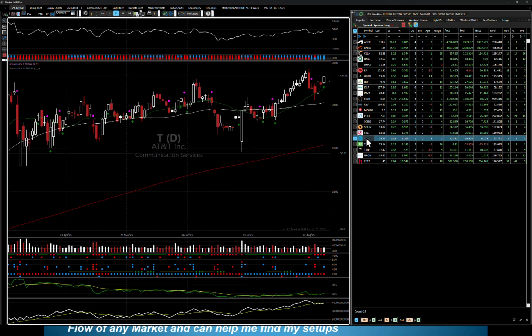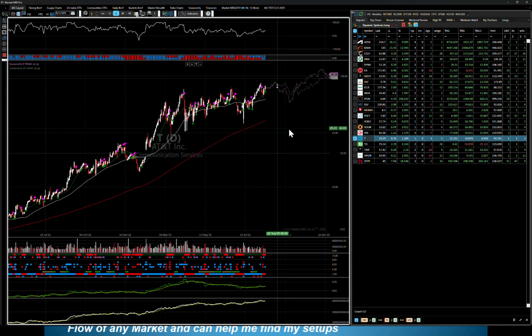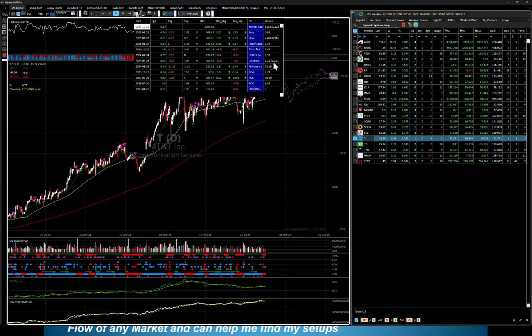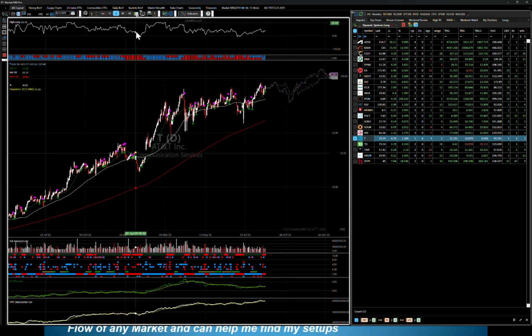AT&T, this is one of my favorite stocks right now. Why? Not because the chart is that amazing, but this is AT&T. Look at this. It's a big uptrend. And guess what else it does? It pays a 5% dividend. And guess what else it does? It does well in bad markets.